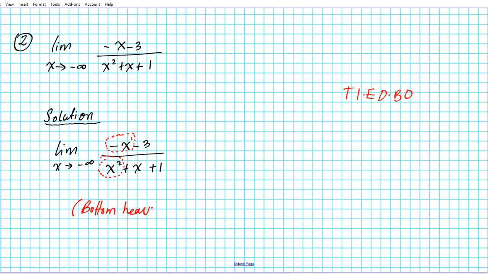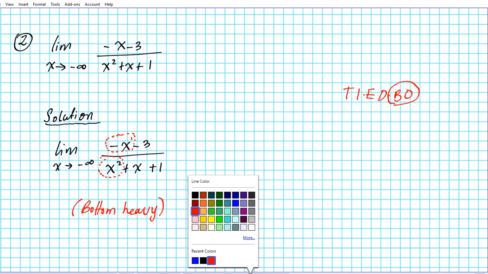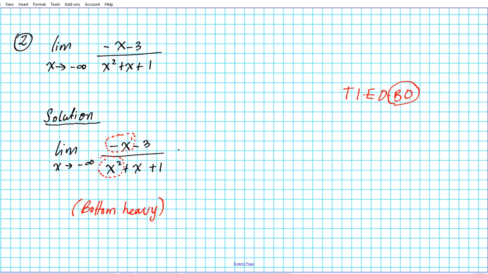Now what is the limit as x approaches plus or minus infinity of bottom heavy rational functions like this? BO, right? BO basically tells us that the limit is going to be 0. So this one is simply going to be 0. Let's simplify. So this is the limit as x approaches negative infinity of negative x divided by x squared. And then if you see that the degree of the denominator is greater, it's automatically going to be 0.